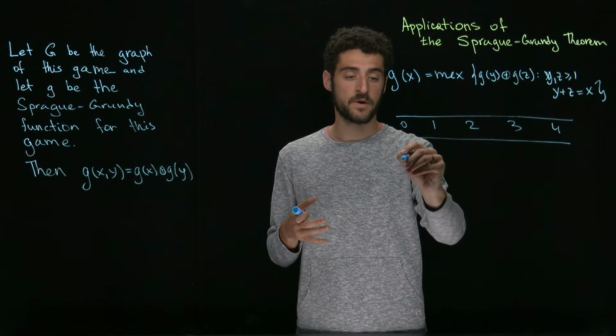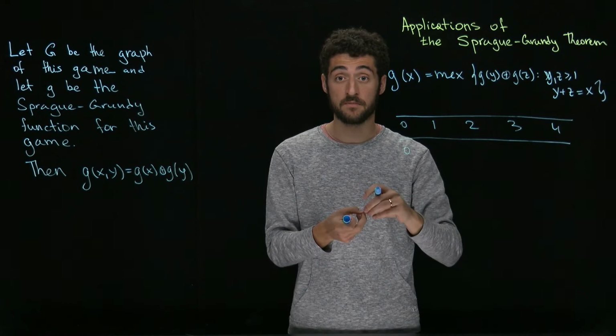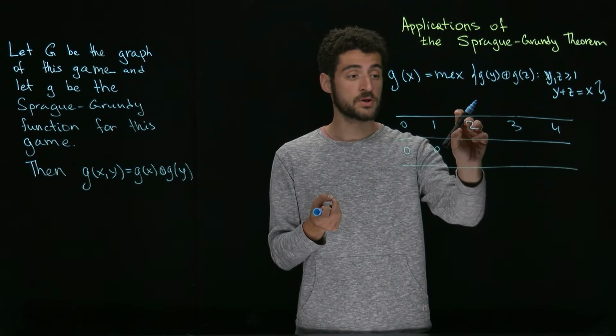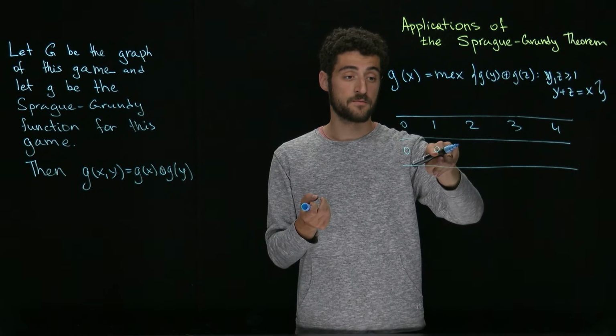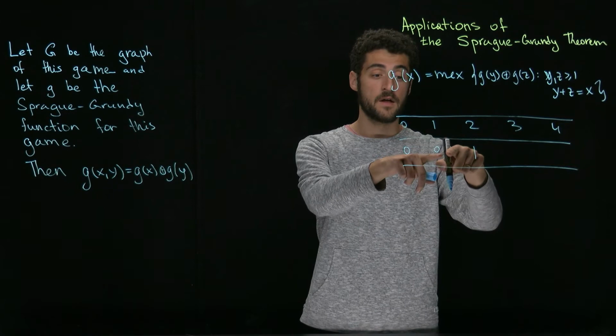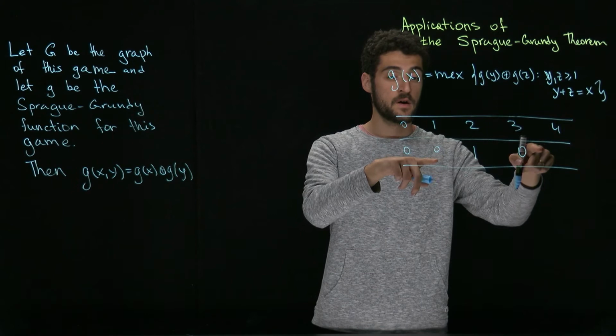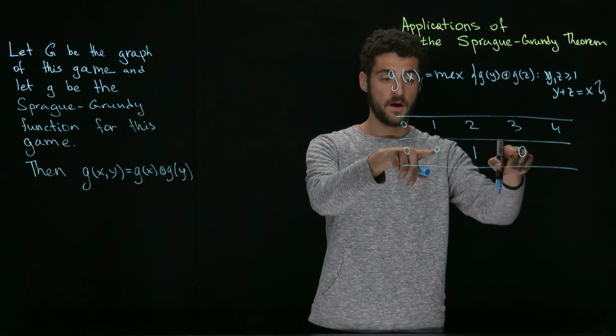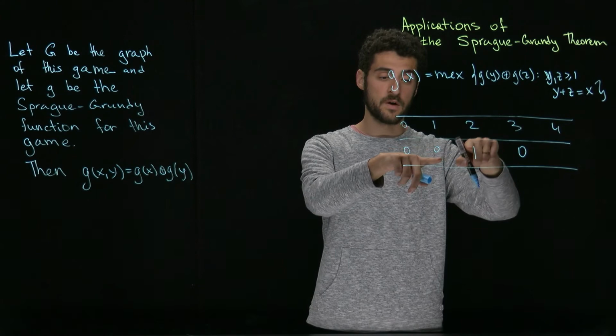So 0 is not quite interesting, but it's a terminal position, so the value is 0. 1 is also a terminal position because you cannot split a pile of one pebble into 2, so it's 0. However, from 2 you can split into 1 and 1, and XOR of the values of 1 and 1 is 0, so the max of this is 1. 3 can be split into 1 and 2, and the XOR would give you 1. Therefore, the max of this is 0. Similarly for 4, it's 1 and 3 or 2 and 2. For 1 and 3, the XOR gives you 0. And for 2 and 2, the XOR would also give you 0 because it's 1 XOR 1. So the max of this is 1.